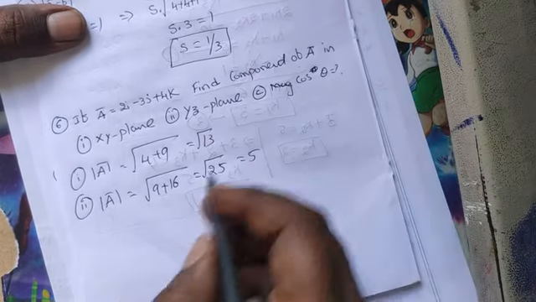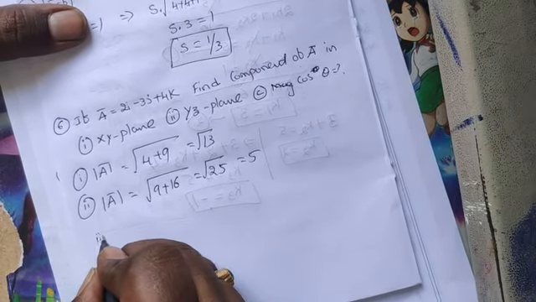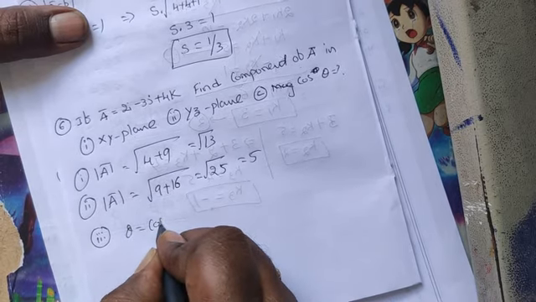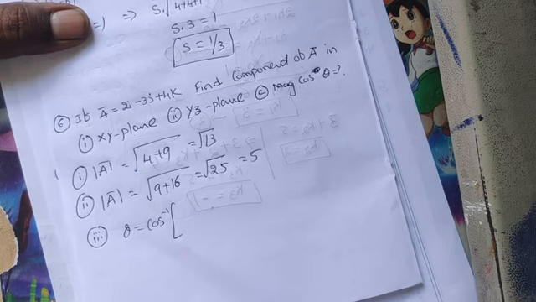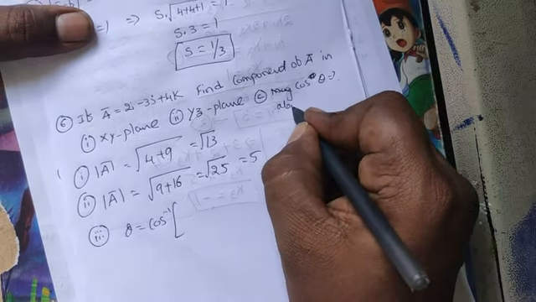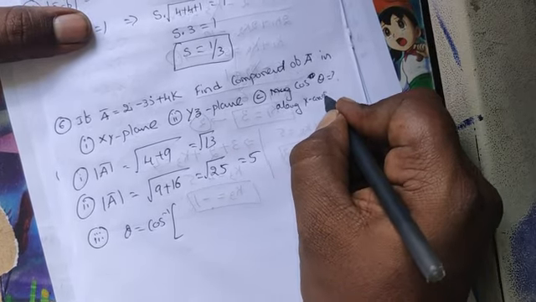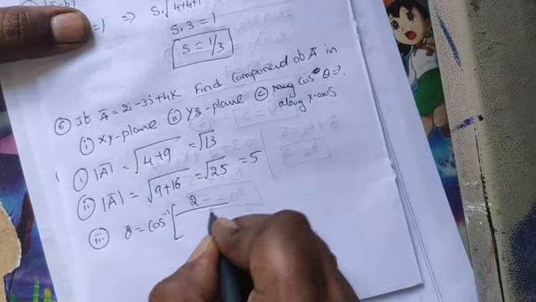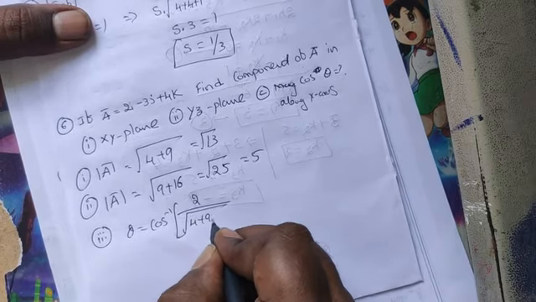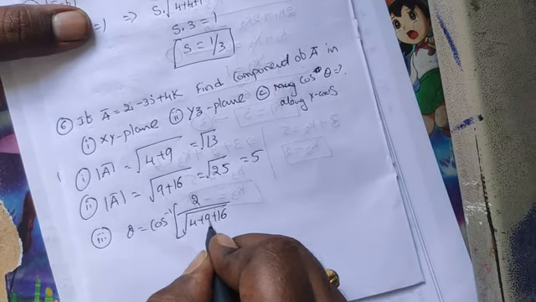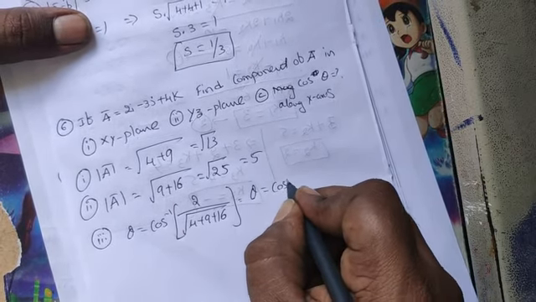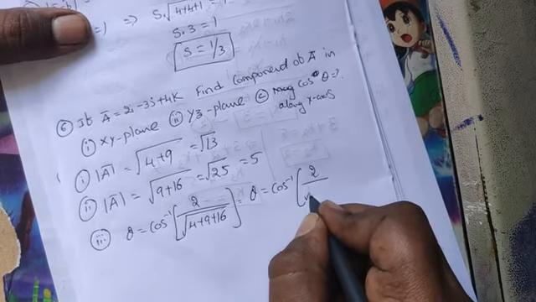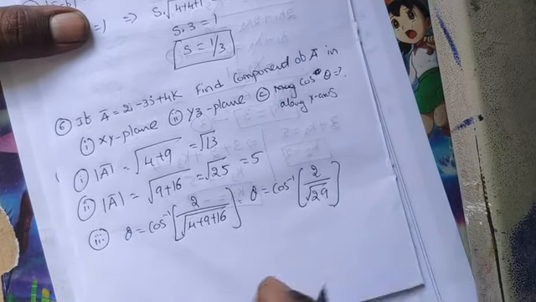And next we are asked for the direction cosines. Direction cosines, that is theta equal to cos inverse of the direction cosine along the x-axis. Along the x-axis means 2 by root of 4 plus 9 plus 16. 16 plus 9, 25. 25 plus 4, 29. So theta equal to cos inverse of 2 by root 29. So this is what it is asking.